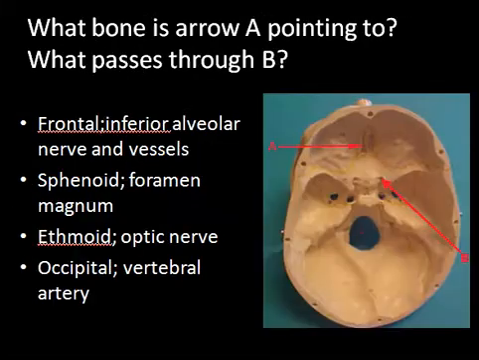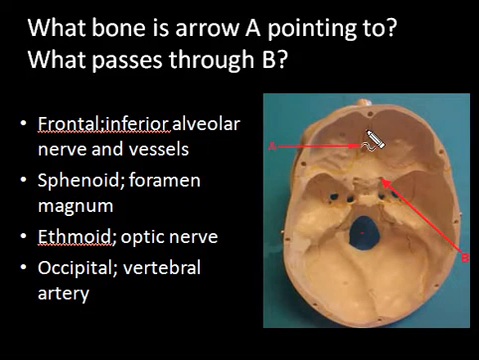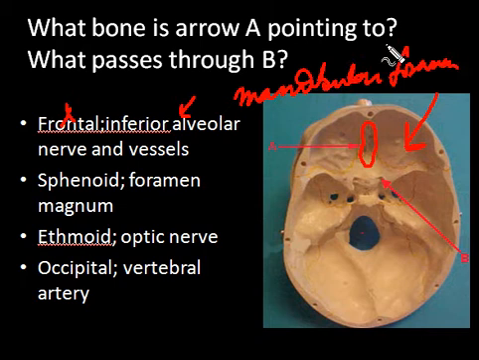Now let's look at this one, which asks you to identify the bone that arrow A is pointing to and then what passes through B. So let's look at this area here. This is what the arrow is pointing to for A, and then B is this foramen here. So this is not the frontal bone. The frontal bone is here. So hence this first statement, this is wrong. And the second one is also wrong, because the inferior alveolar nerve and vessels, these are not present here in the skull. These are present in the mandible, in the mandibular foramen. So therefore this is not a choice.